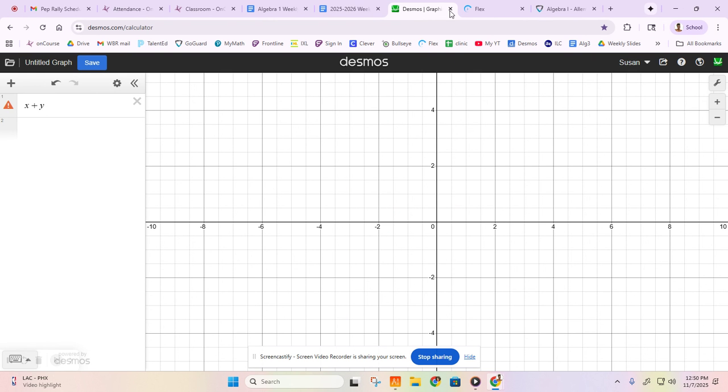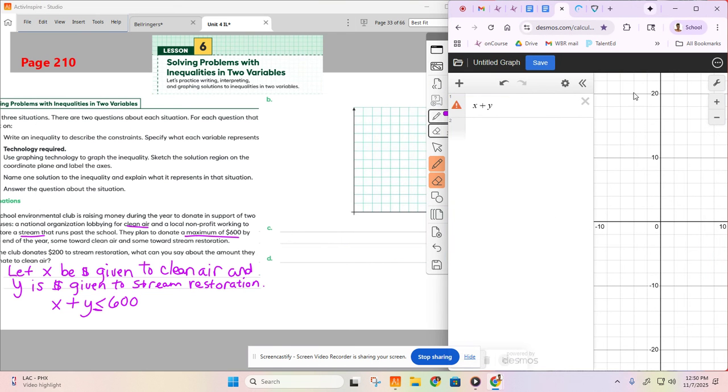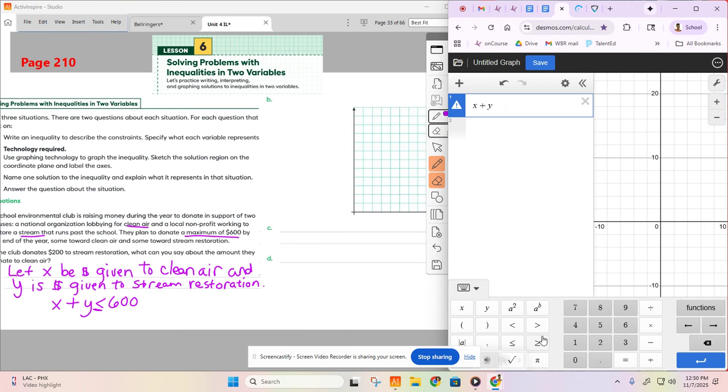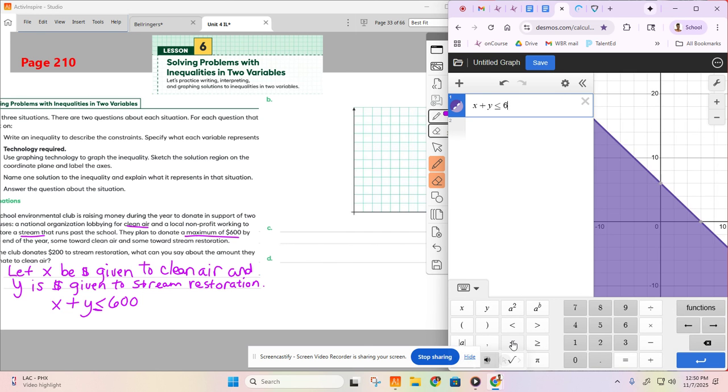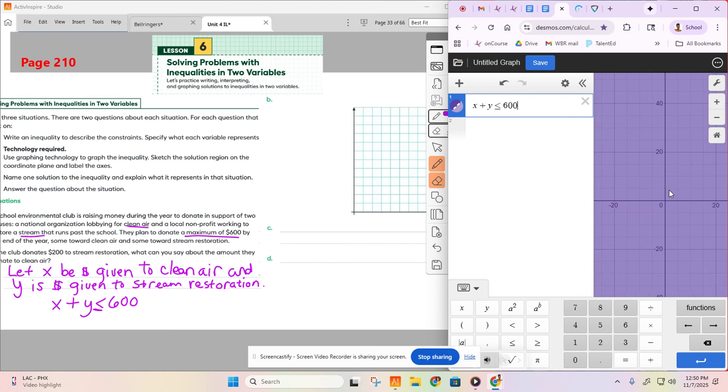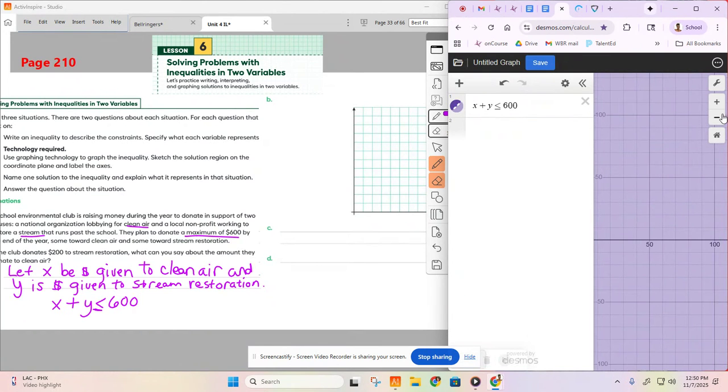Okay, that's good. We should be good now. All right, so let me go back to minimizing. Anyway, so it should be less than or equal to 600. So I'm going to have to zoom out so I can see what that picture looks like.